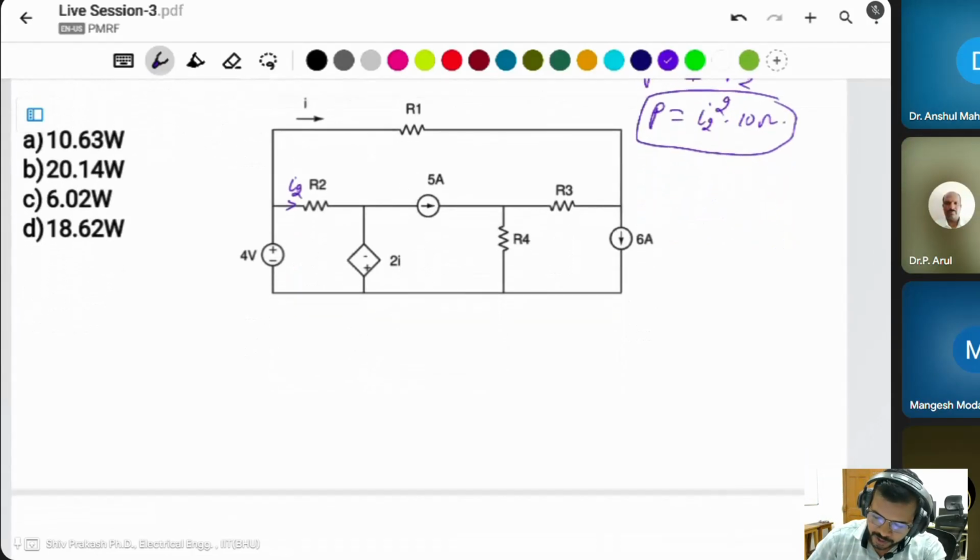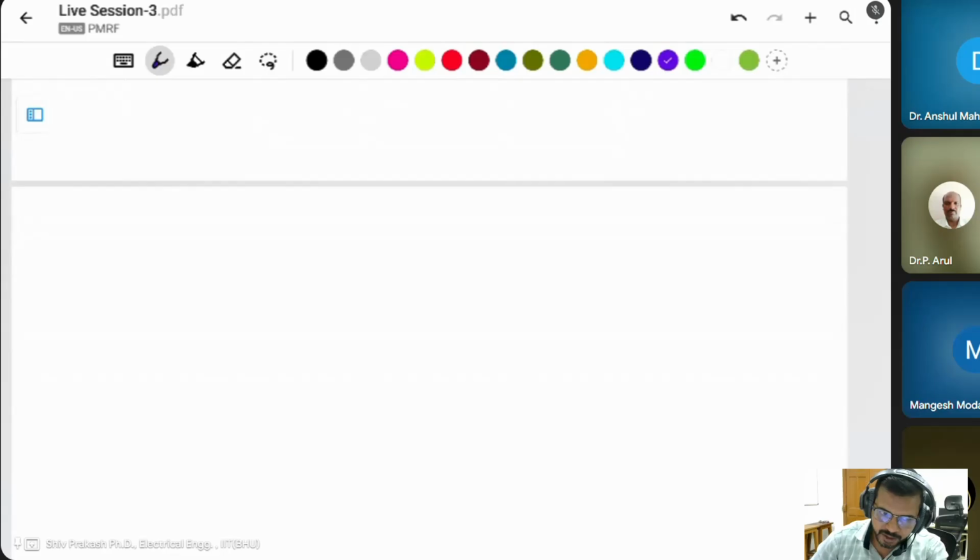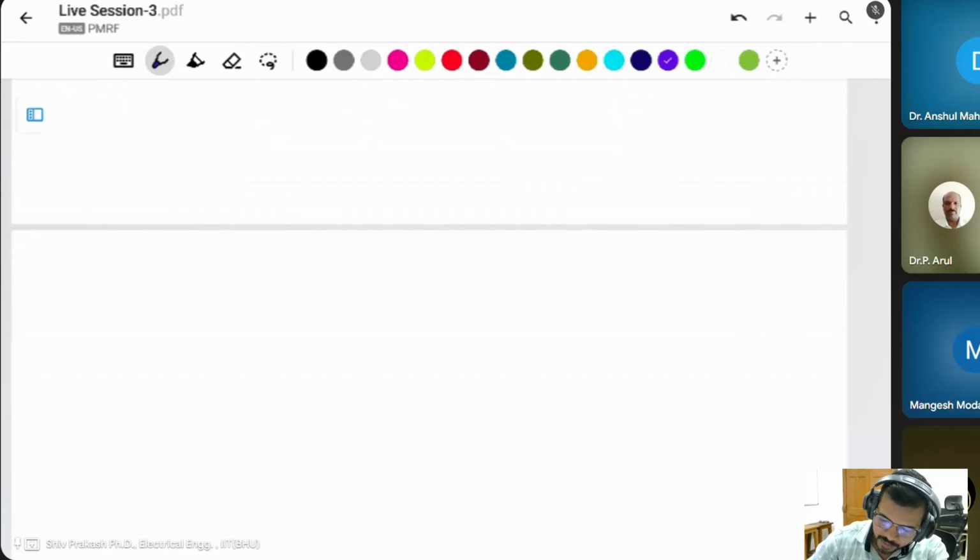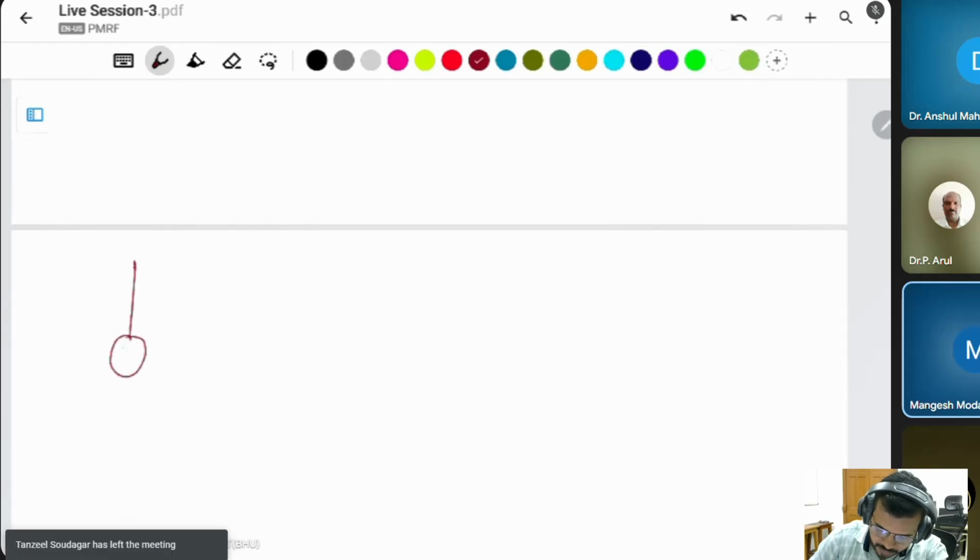How can you calculate this one? Wait, I'll write the circuit diagram bigger. We need to consider the 3 nodes in the middle.